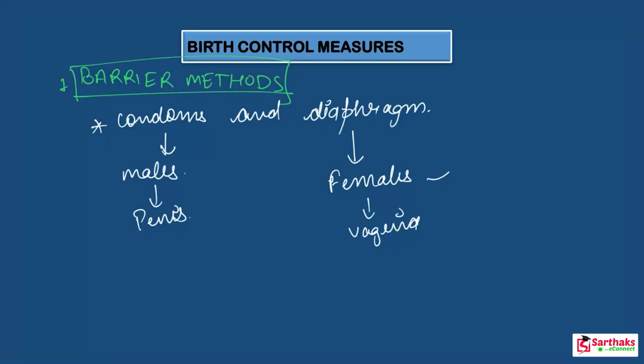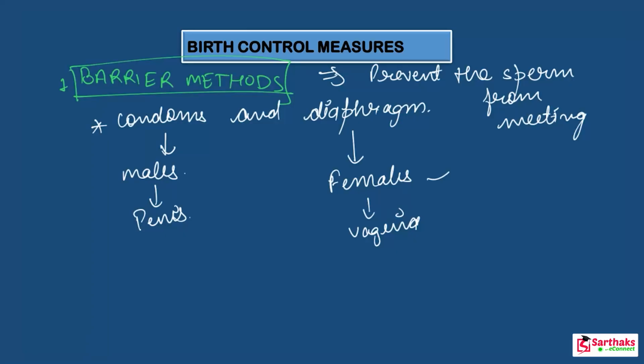So what is the role of the barrier method? Their role is to prevent the sperms from meeting the ova or egg by acting as a barrier between them. Got it? An important benefit of the condom is that it not only acts as a birth control method, but it also protects a person from different types of sexually transmitted diseases.